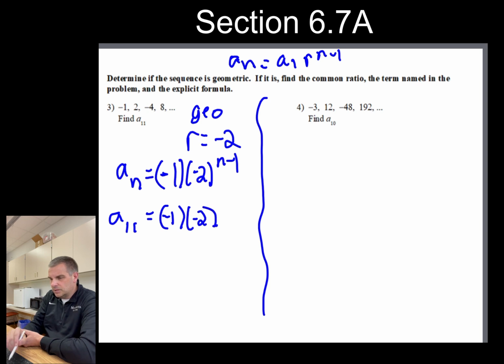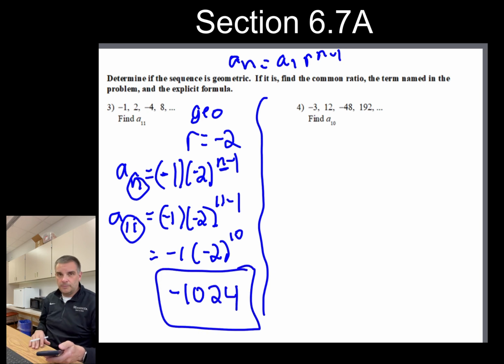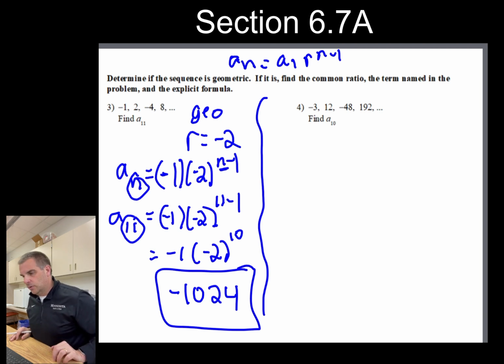times -2. Now my n value was replaced with an 11, so my n value in my formula has to be replaced with an 11. So that's equal to -1 times -2 to the 10th. Make sure you follow order of operations. Do -2 to the 10th first, and then take that times -1, and you get -1024 is your solution for that one.